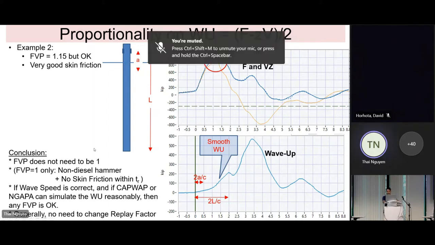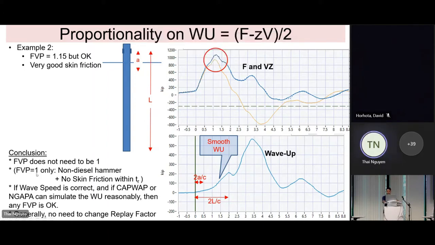So the conclusion is, if the wave speed is correct, and if signal matching, either CAPWAP or NGAPA, can simulate the wave up reasonably, then any FVP is okay. But one of the important things is you have to make sure that the wave speed is correct. And generally, there's no need to change the replay factor.